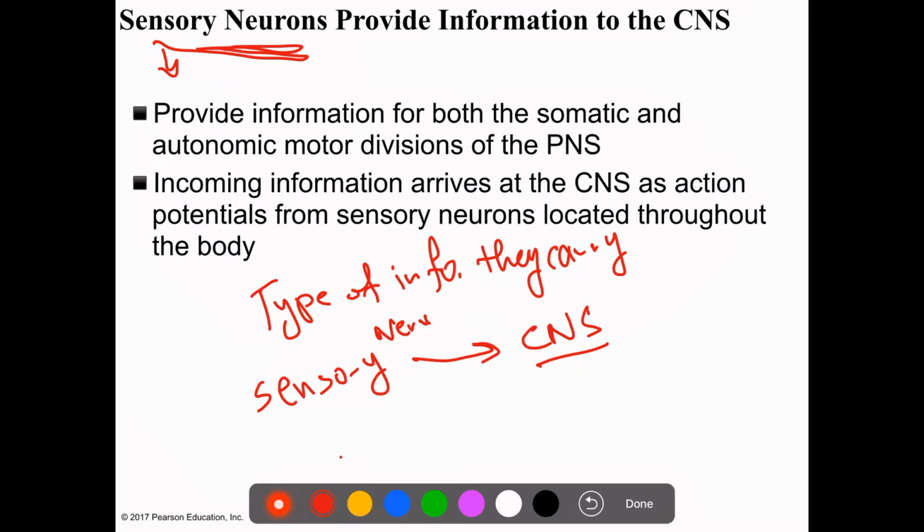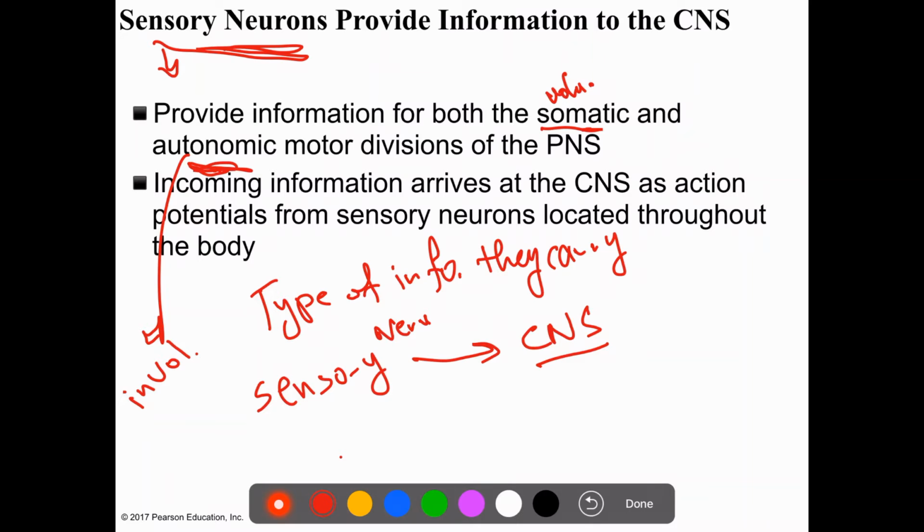So these sensory nerves are collecting information from somatic organs like skeletal muscles, or from autonomic organs like the stomach. They are collecting this information and sending it to the CNS. Now think of somatic as the organs that we have control over, like voluntary organs. Think of autonomic as involuntary organs that we don't have control over, like the liver, the spleen, the stomach, and so on.